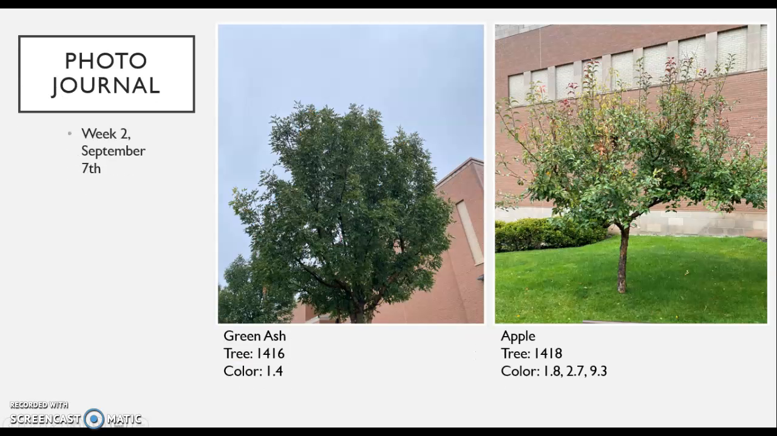For week 2, I did it on September 7th. On the left, again, we have the green ash, and I gave it a 1.4 because it's still very green and vibrant. And then on the right, we have the apple tree, and I gave it a 1.8 because there's still some green, 2.7 because you can start to see some yellow coming through, and then again a 9.3 because you still have the reddish leaf colors in there as well.